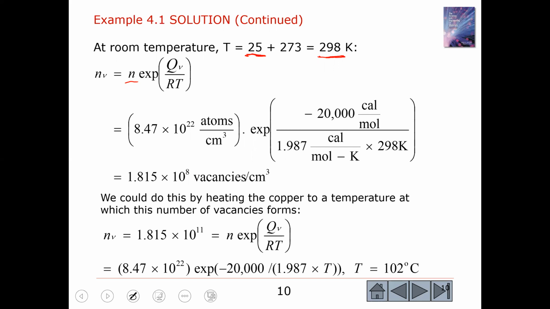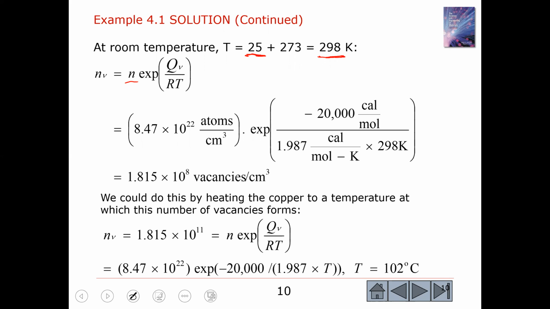Here NV is the number of vacancies per cubic centimeter, N is the number of atoms per cubic centimeter, QV is the energy required to produce 1 mole of vacancies in calorie per mole or joules per mole. These are the units of QV. R is the gas constant, which is 1.987 calories per mole Kelvin or 8.31 joules per mole Kelvin. And T is the temperature in Kelvin.